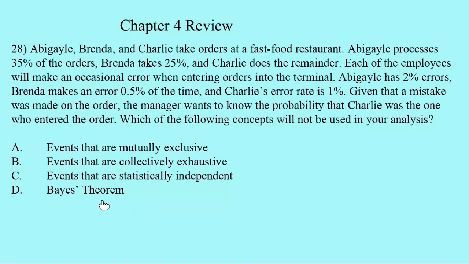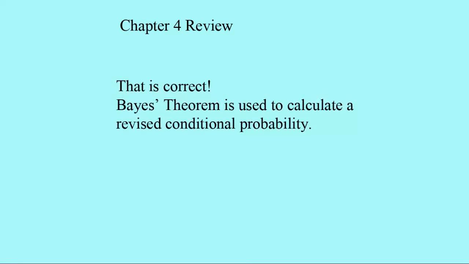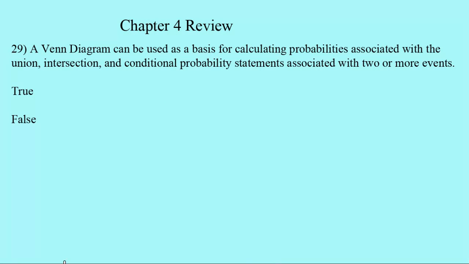Okay, we looked at Bayes' theorem, right? Because it's used to revise conditional probability. You don't have to revise, the conditions have not changed, right? They're the same. So the answer is D, Bayes' theorem. It's used to calculate a revised conditional probability. You're not changing that. All right. So is that understandable? Do you understand that? Okay, great. All right.